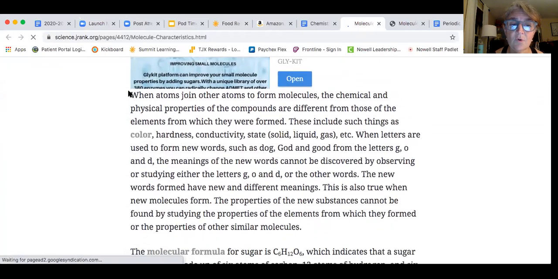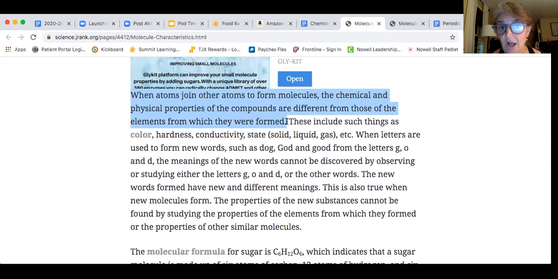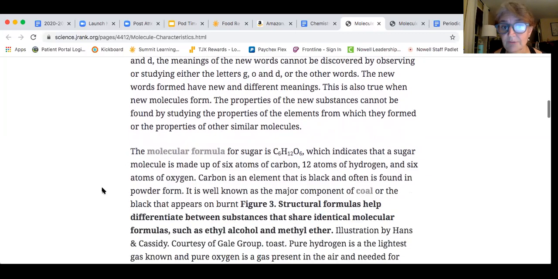It says, when atoms join other atoms to form molecules, the chemical and physical properties of the compounds are different from those of the elements from which they were formed. So when atoms join other atoms to form molecules, the chemical and physical properties of these molecules and compounds are different from those chemical and physical properties of the elements from which they are formed. What does this mean? Well, I want to jump down to another paragraph.